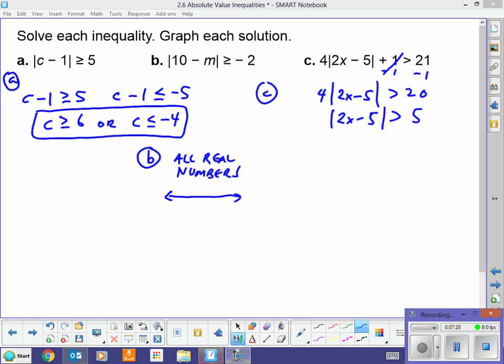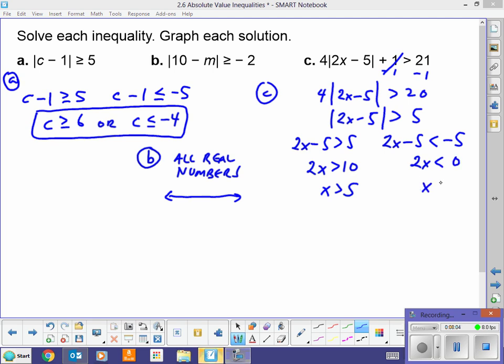Now we can write our two cases. Sound familiar? Does it sound like chapter 1? I hope so. Okay, so 2x minus 5 is greater than 5, and 2x minus 5 is less than negative 5. That's my negative case. So solving this here, if I add 5 to both sides, 2x is greater than 10, so x is greater than 5. Over here, if I add 5 to both sides, negative 5 plus 5 is 0. So dividing both sides by 2, x is less than 0.